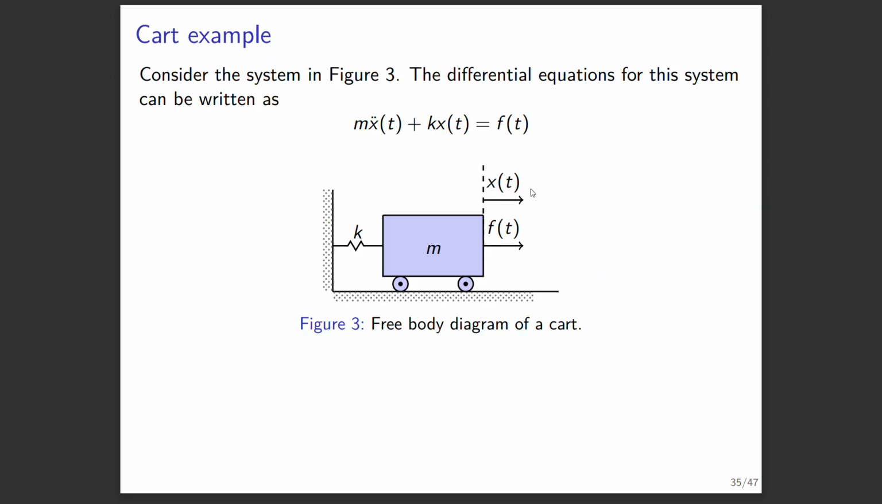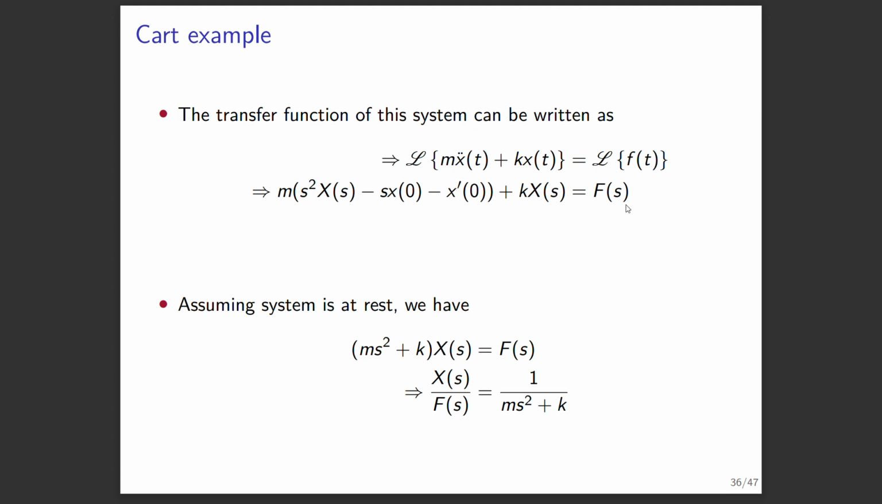Let's see this cart example. So we have the free body diagram of a cart. If we take Laplace transformation of the differential equation, where F is the force or the input and X is the displacement, what am I going to get? I'm going to get F of s on the right-hand side, and on the left-hand side, I'm going to get (ms squared plus k) times capital X, where X is displacement or the output. So then the transfer function is going to be X divided by F equals 1 divided by ms squared plus k.